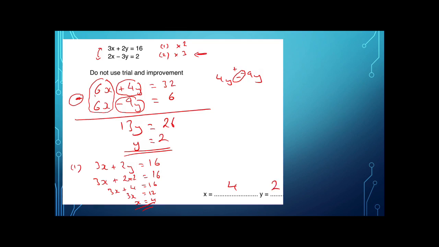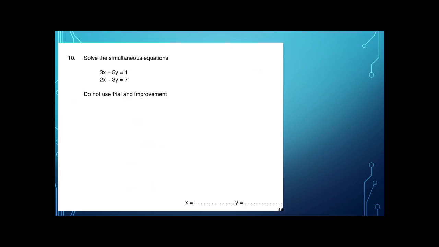I'm going to check that in this one here. So x is 4, so 2 times 4 minus 3 times 2, that's 8 minus 6, and that equals 2, which is the answer we got there. So again, I've got that correct. Again, this is a tricky one in that we need to multiply both equations by something. I'm going to suggest that I multiply this one by 2 and then this one by 3 because I want to get 6x for both of them.